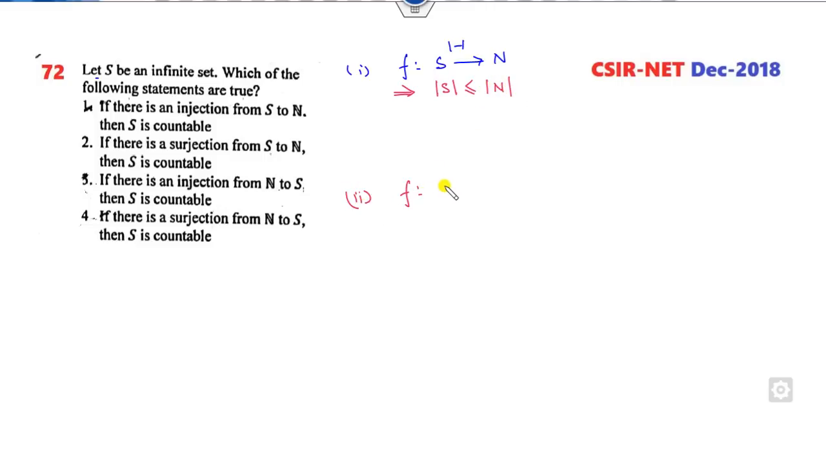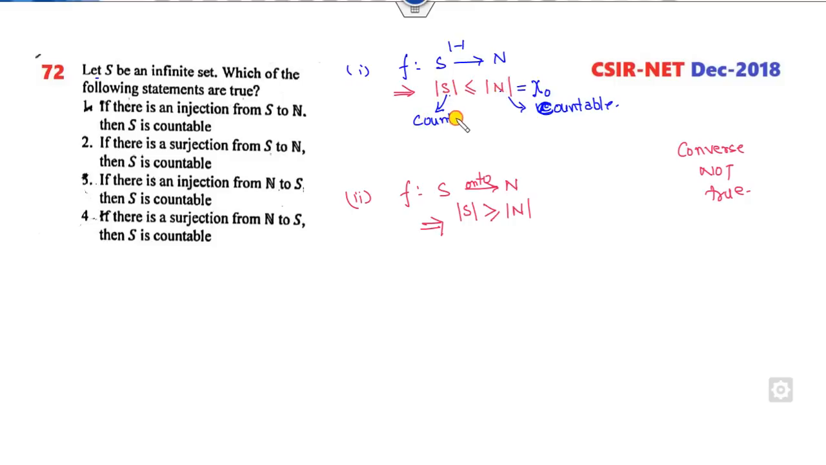On the other hand, if the mapping is onto, then the cardinality is the reverse. Remember, the converse is not true. Now this is given to you. So what is the cardinality of N? N is countable. Once this is countable, the cardinality of S is less than or equal to countable, so S is also countable. So the first option is the correct option.